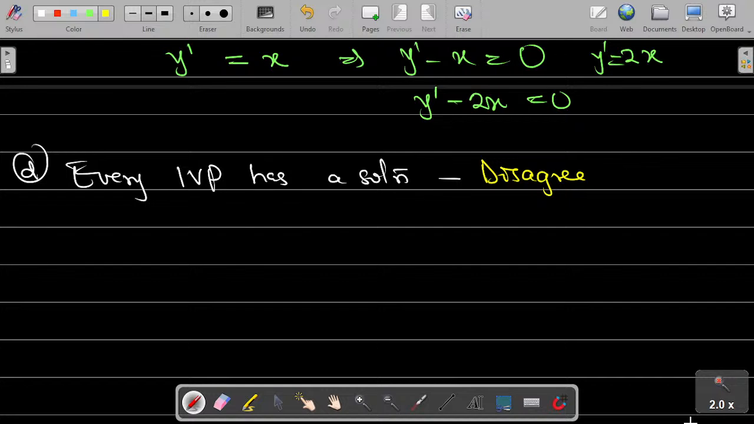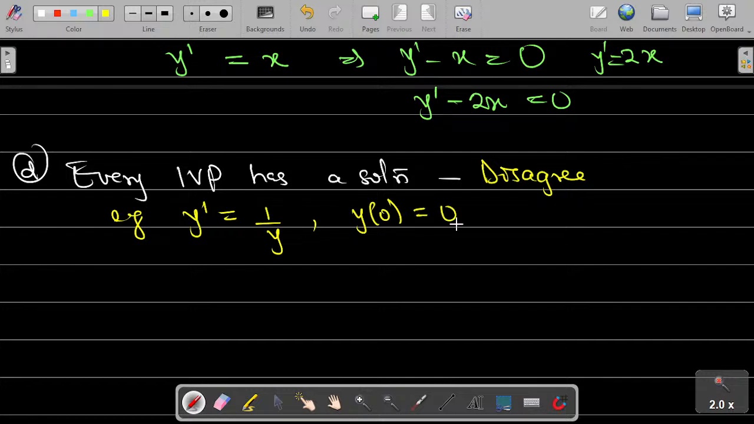If there is a theorem that tells whether a differential equation or an initial value problem has a solution, it means there is a possibility of no solution. If it fails that theorem, it gives you no solution. And this is a perfect example: y prime equal to 1 over y, where y of 0 is equal to 0.